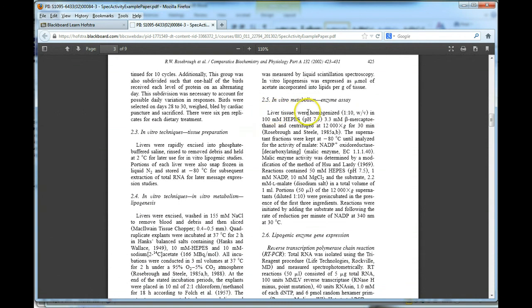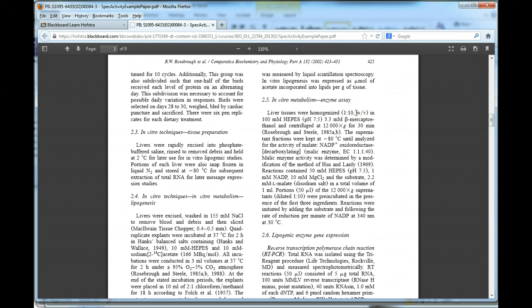Liver tissues were homogenized 1 to 10 weight volume in 10 millimolar HEPES, 3 millimolar beta-mercaptoethanol. Right there, this is actually how you could write methods for how the homogenate was made to begin with, the original homogenate. Remember that 1 gram in 20 mils? Well, that's what this means. 1 to 10 weight volume, 1 gram in 10 ml.